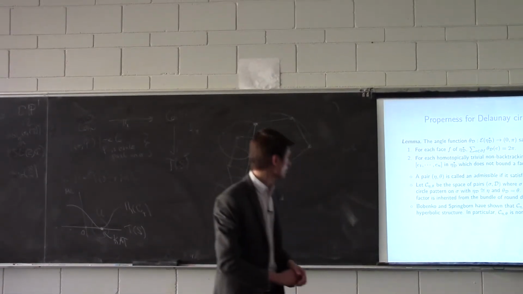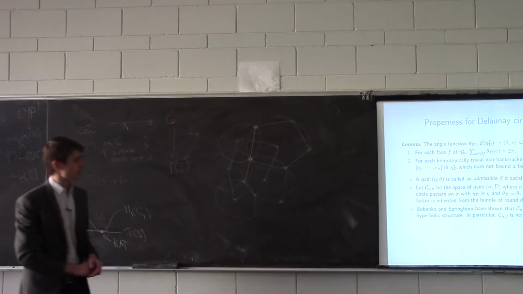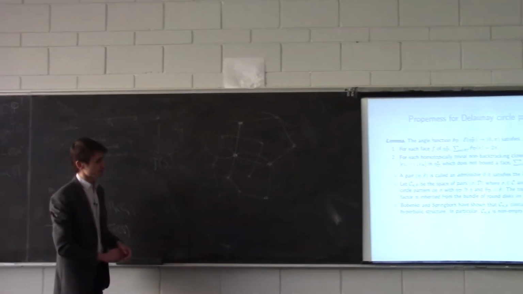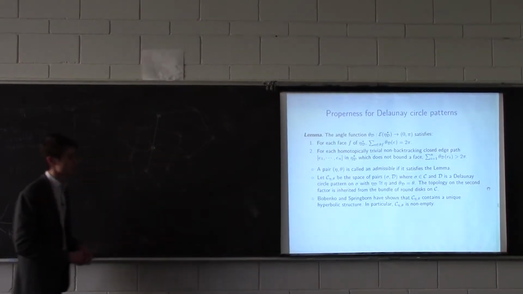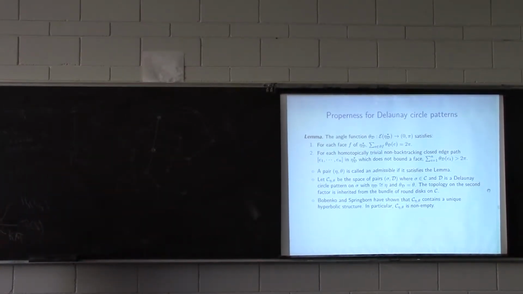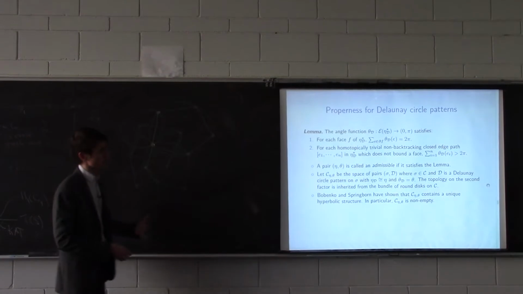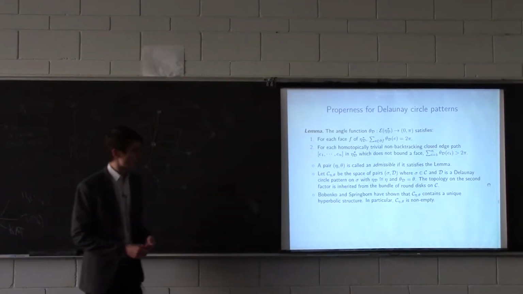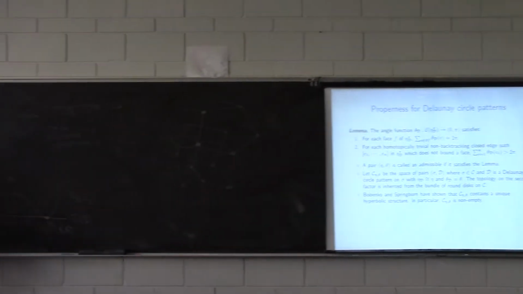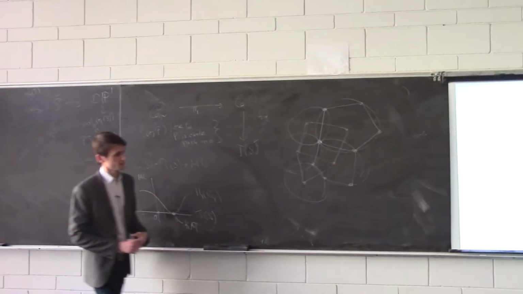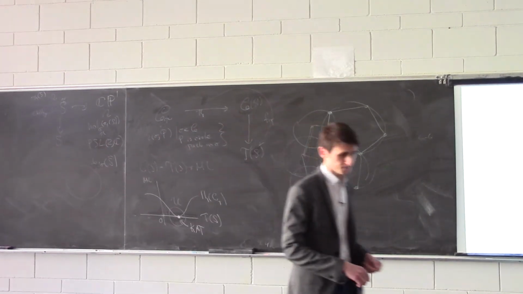One thing that's known is that Babenko and Springborn proved that you can do this. There's a unique hyperbolic structure. This is reminiscent of the Koebe-Andreev-Thurston theorem, but this is for Delaunay circle patterns. So in particular, we know that this space is not empty. It's really a generalization.